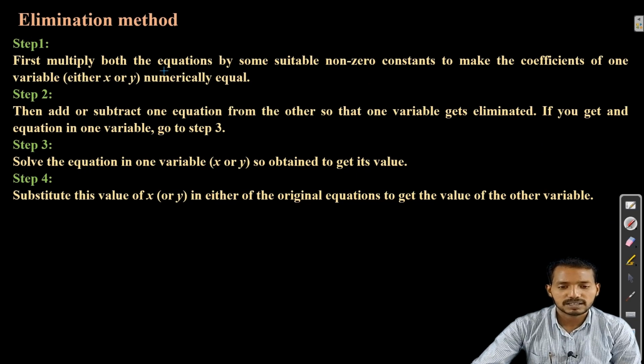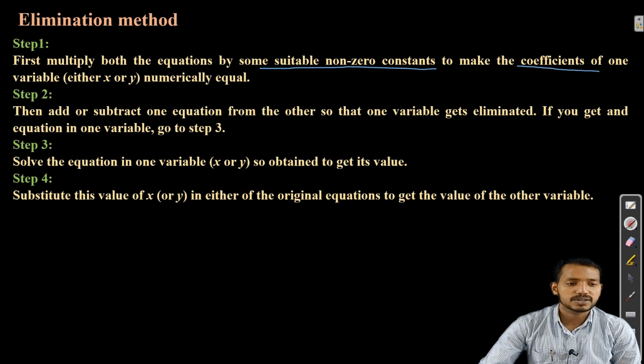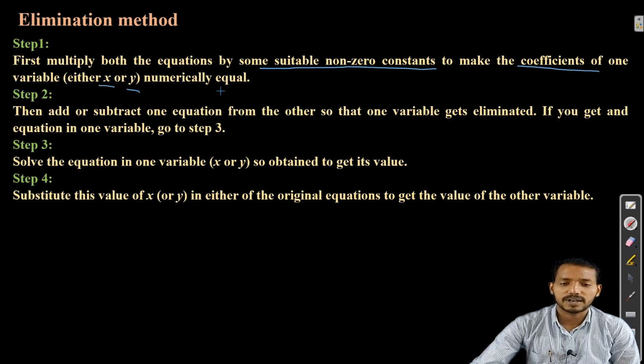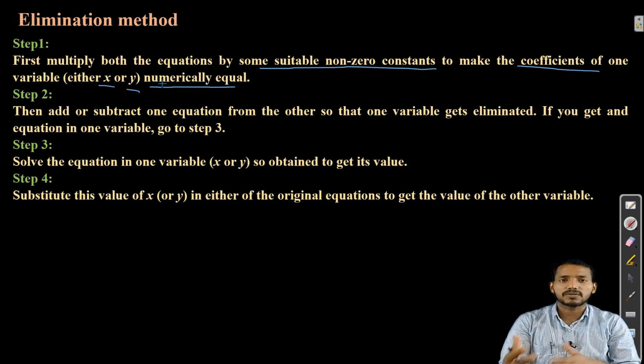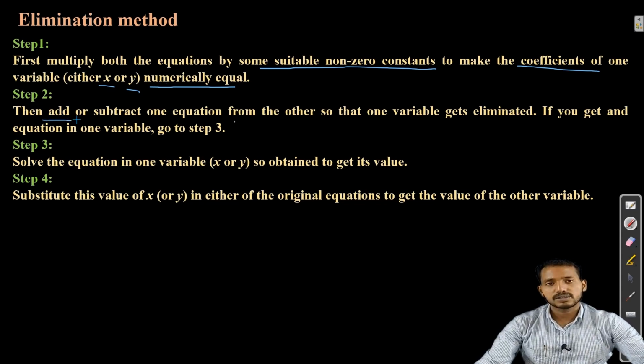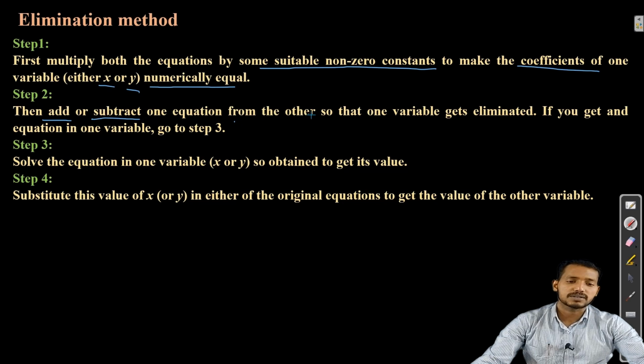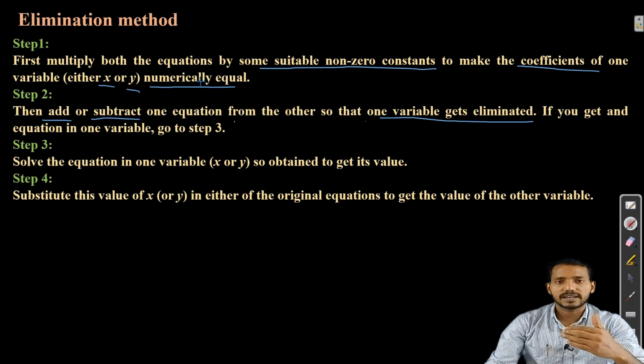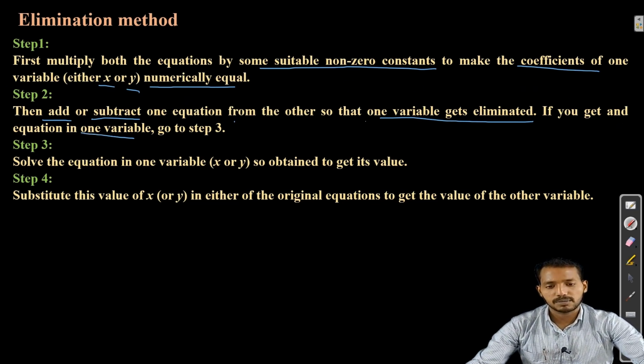First step is that first multiply both equations by some suitable non-zero constant to make the coefficient of variable, either x or y, numerically equal. Either to make the coefficient of x equal or y equal. Then second step is that then add two equations or subtract one equation from the other so that one variable gets eliminated. Once we get the coefficient of one variable numerically equal, then while adding or subtracting the two equations, one variable should be eliminated. Okay, and if you get an equation in one variable, go to step 3.